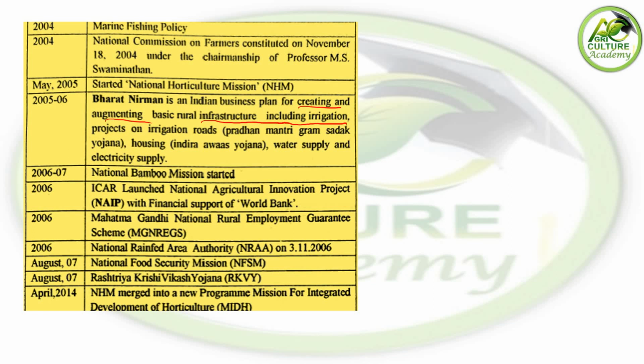In 2006, ICAR launched National Agricultural Innovation Project with financial support from the World Bank. 2006 MGNREGA, Mahatma Gandhi National Rural Employment Guarantee Scheme. In 2006, National Rainfed Area Authority (NRAA) was developed. In 2007 August, National Food Security Mission. And Rashtriya Krishi Vikas Yojana, RKVY, also August 2007. And in 2014 National Horticulture Mission merged into a program called Mission for Integrated Development of Horticulture, MIDH.